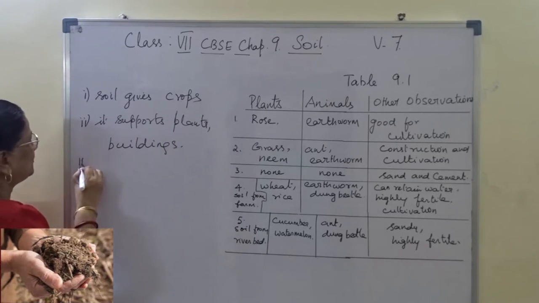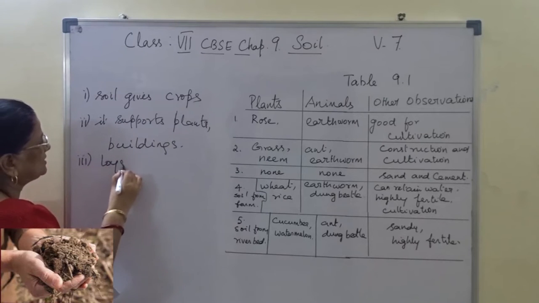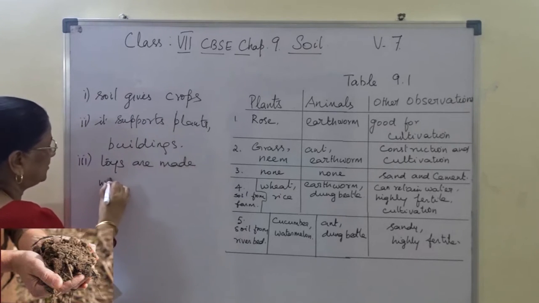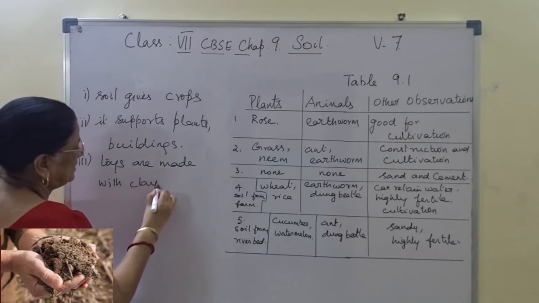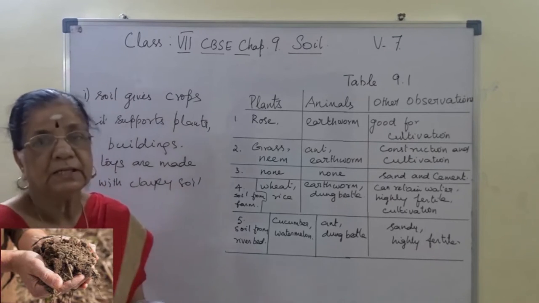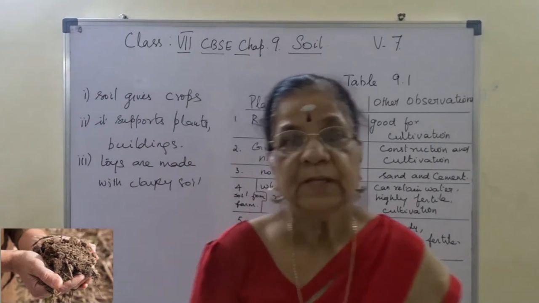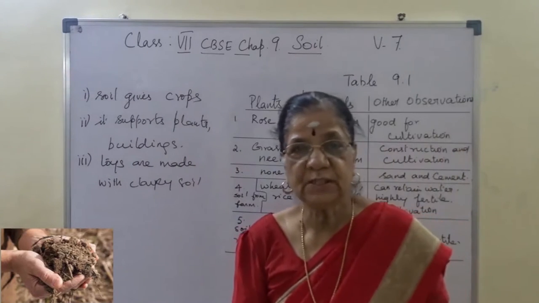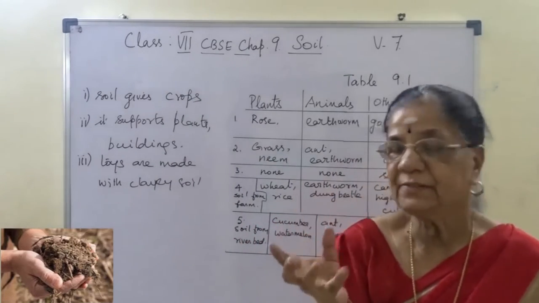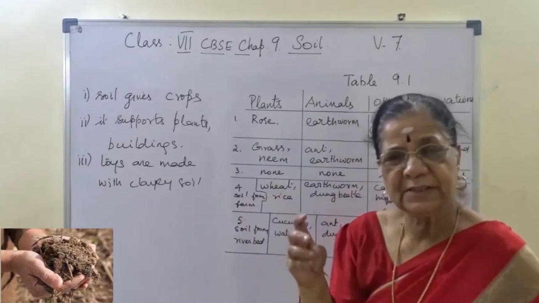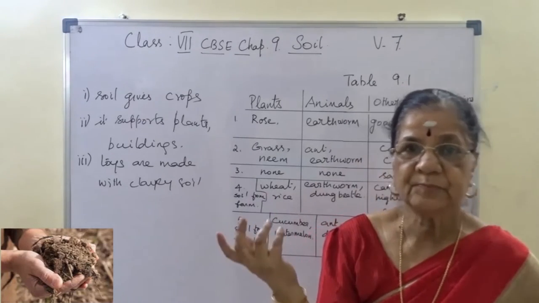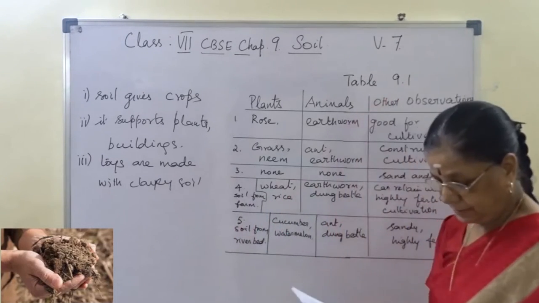Then toys are made with clayey soil. We call it 'kalimann'. Just now Vinayagar Chaturthi is over, and for Vinayagar Chaturthi they make Pillaiyar idols with clay. So toys are made with clayey soil. These are the general uses of soil. I hope you understand. Then next, Table 9.1.